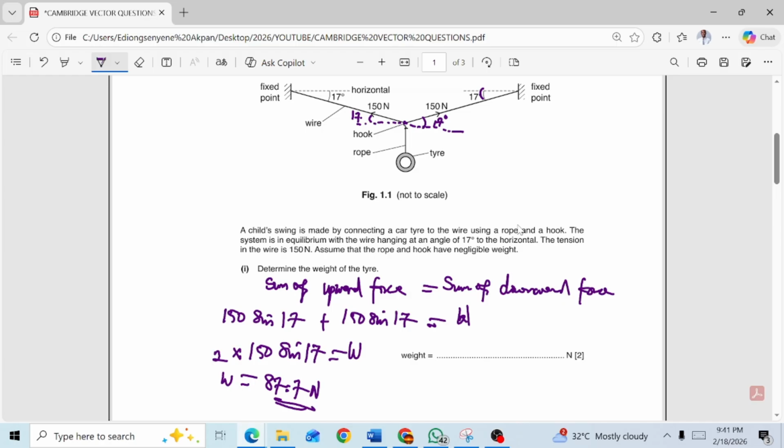Can you see, sum of upward force equals sum of downward force? And you resolve it. Another way of doing it, you can resolve it. This is the weight moving down. You resolve this one in this way. So this is 17. This is 150 Newton. And this way, this is also 17. Total here will be 34. Use cosine rule to get it. So these are the two ways you can do it, and students most times miss it. That is why I decided to bring this up.